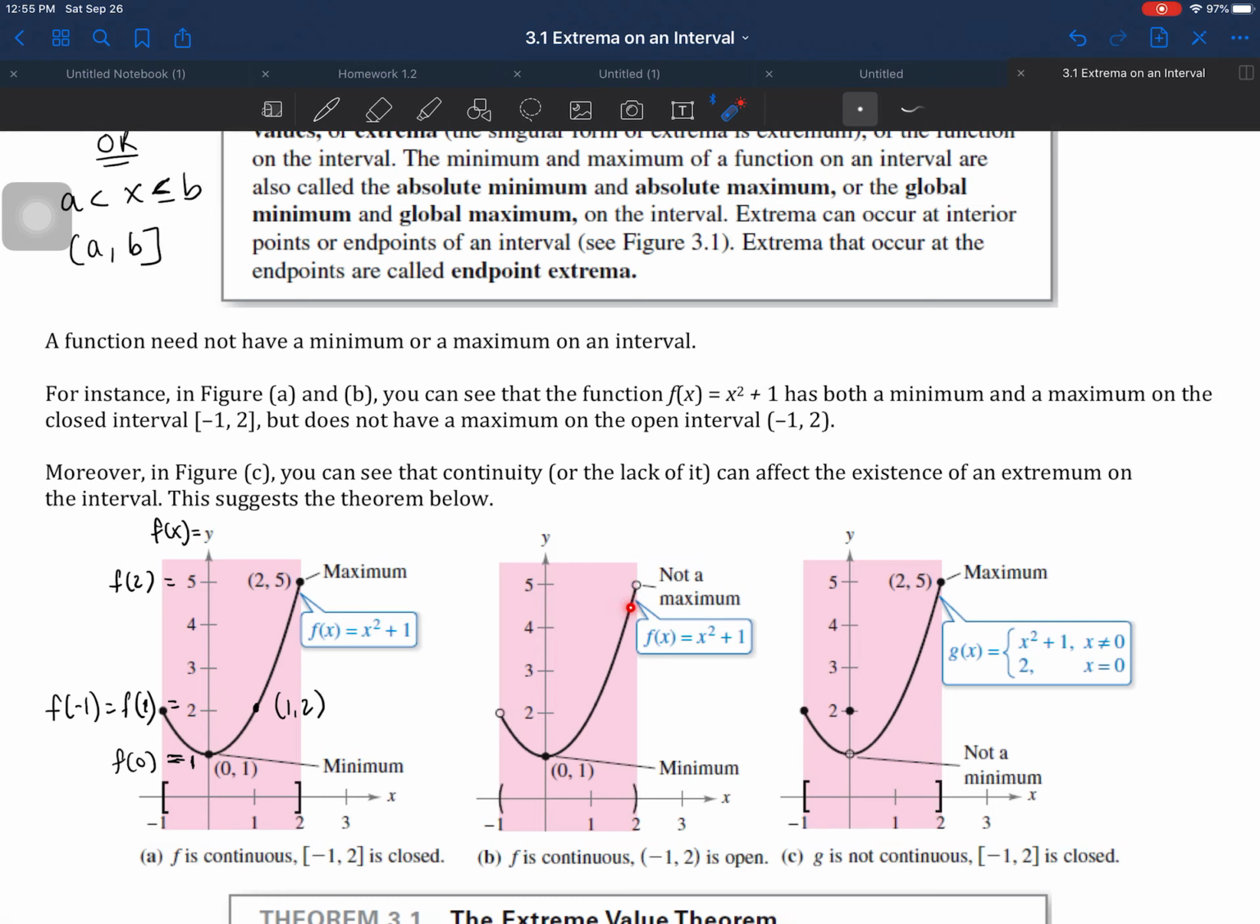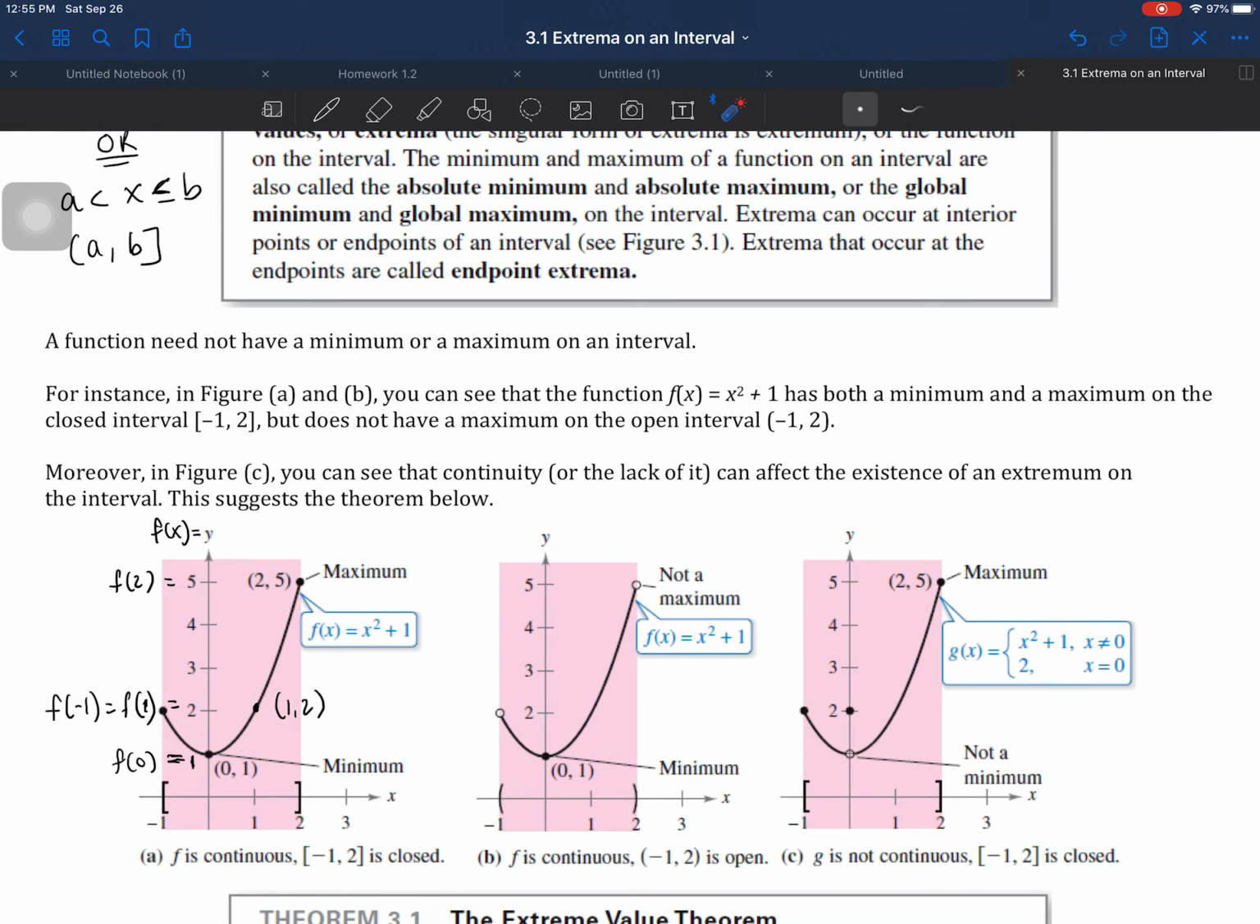Because if you think about this, what is happening in the behavior of this function is that the function is getting bigger and bigger as x is getting closer and closer to 2. But you're never going to get to 2, right? You're never going to get to 2 because if you notice, x is described in an open interval where 2 cannot be reached. So therefore, you're never going to be able to get that number 5.